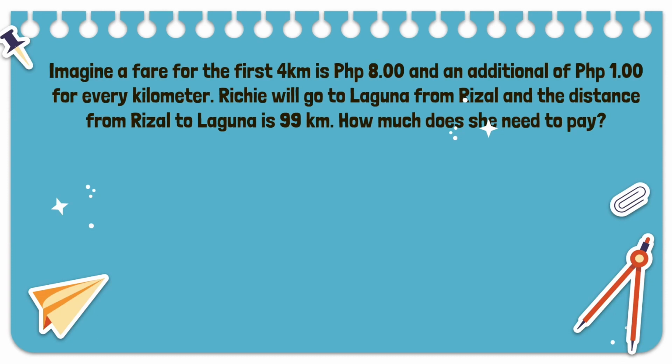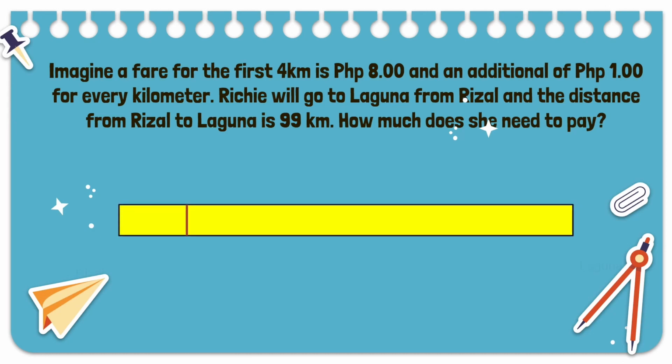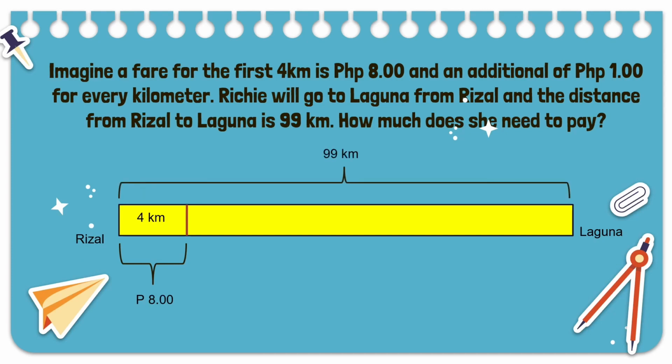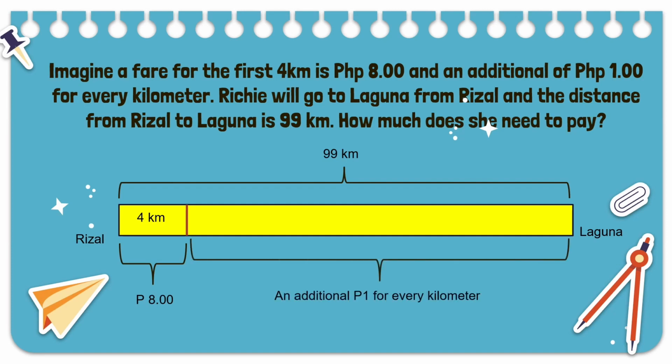Let us study the situation. Imagine a fare for the first 4 km is 8 pesos and an additional 1 peso for every kilometer. Richie will go to Laguna from Rizal and the distance from Rizal to Laguna is 99 kilometers. How much does she need to pay? So let us illustrate the problem. So from Rizal to Laguna, sa 4 km, 8 pesos ang pamasahe. Then, ang layo ng Rizal sa Laguna ay 99 kilometers. Then there is an additional 1 peso for every kilometer.